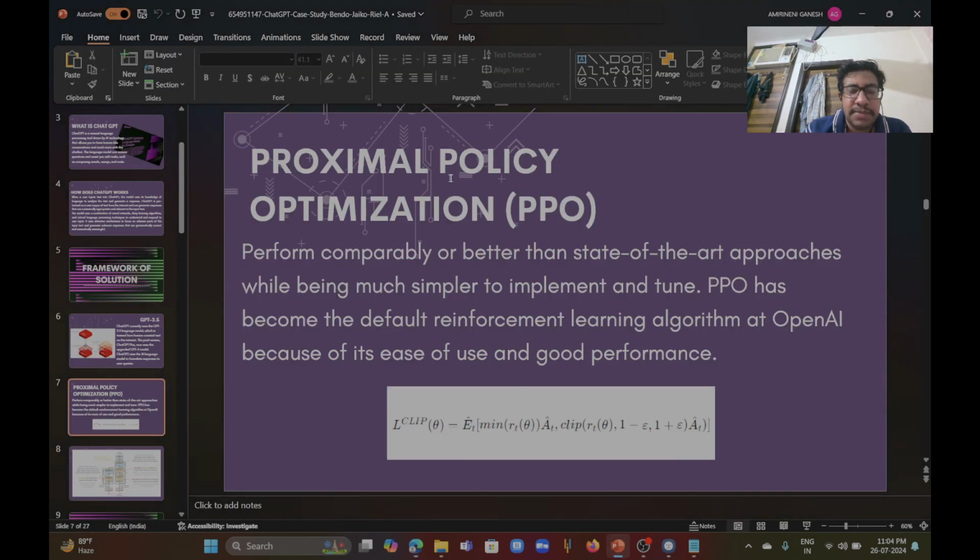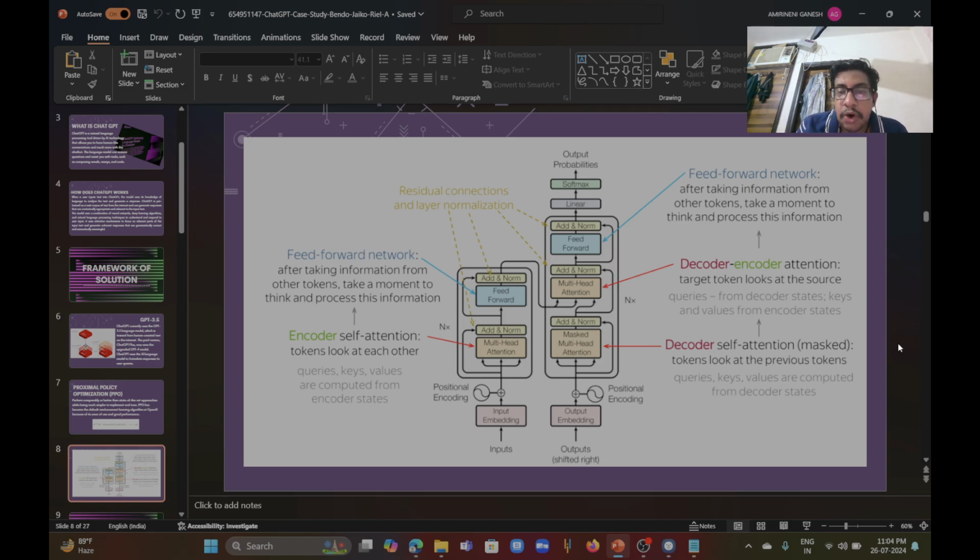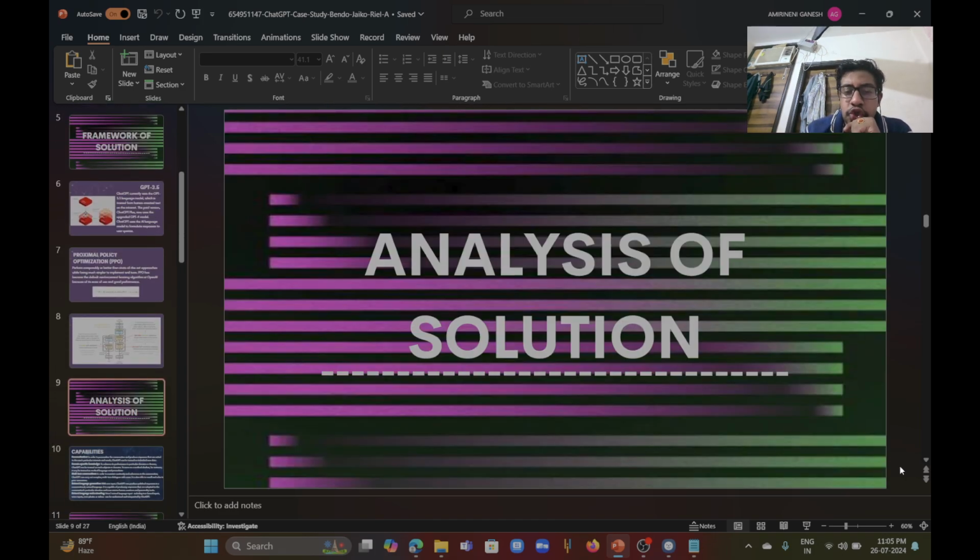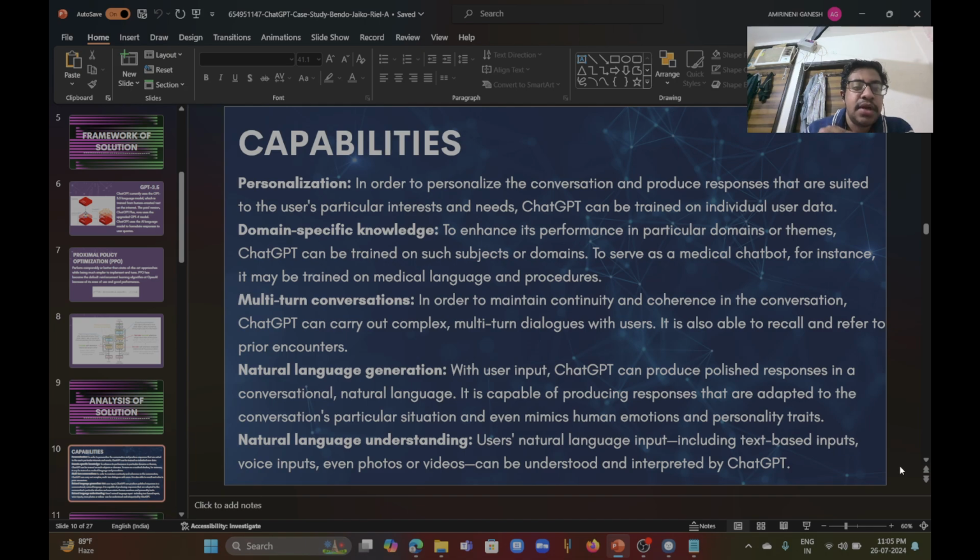Proximal policy optimization offers better state-of-the-art approaches while being much simpler to implement. PPO has become the default in a format with good performance. This is the output, and this is the main input used, and all the things are delivered to the output. This is the encoder-decoder attention, target tokens and decoder self-attention. Analysis of the solution and capabilities and personalization or domain-specific knowledge.